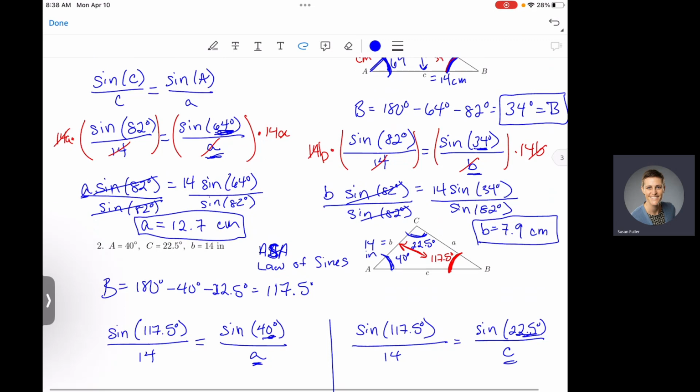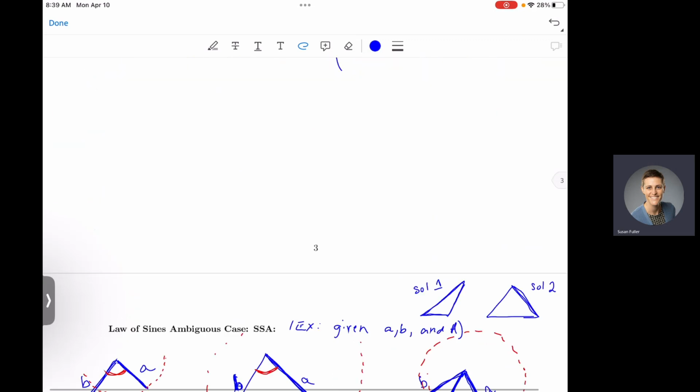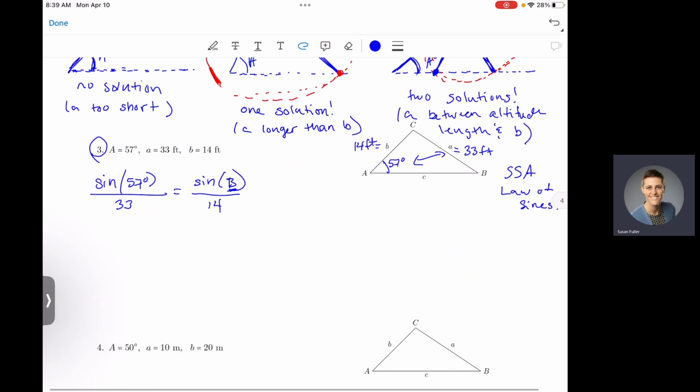When we've plugged into our ratio, but here, when we plug into our ratio, we have everything and we're given a side length and missing an angle. So we actually have to solve for that angle. That's what's going to create this multiple solution or no solution possibility bit.